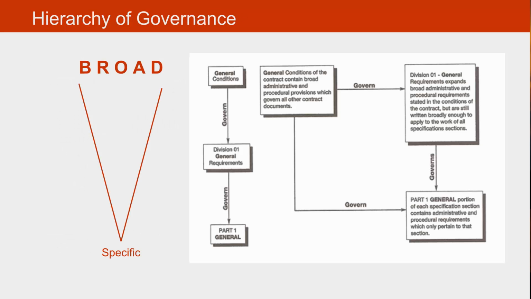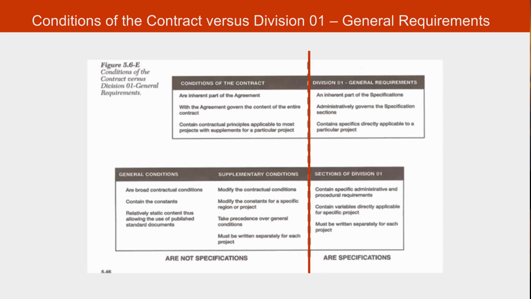When we think about the hierarchy of governance, you think about the general conditions, again, the AIA A201 general conditions of the contract, and then you consider Division 1 of the specification, which is called the General Requirements. And then finally, you have Part 1 of every single specification section, which is labeled General. Basically, the general conditions, the AIA A201, is a very broad scope, whereas the Part 1 General of the specification section is highly specific. The general conditions govern Division 1, which governs Part 1. It's a definite hierarchy.